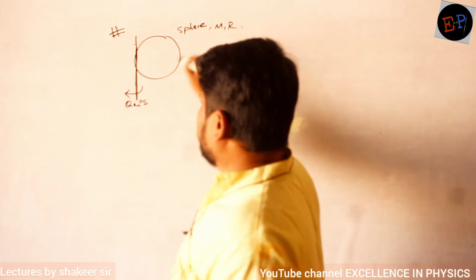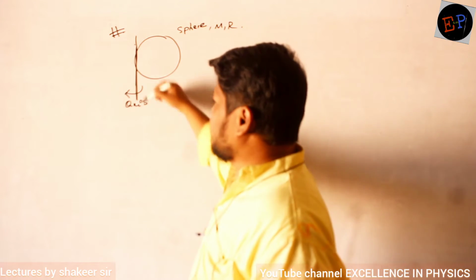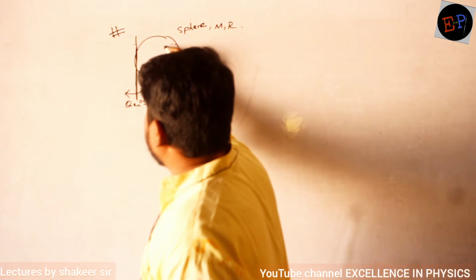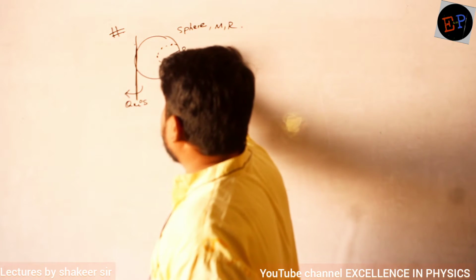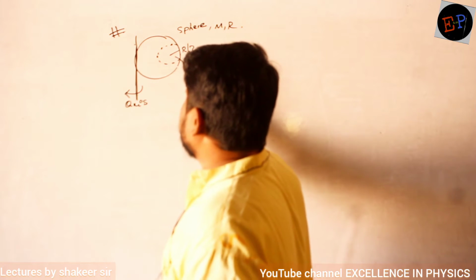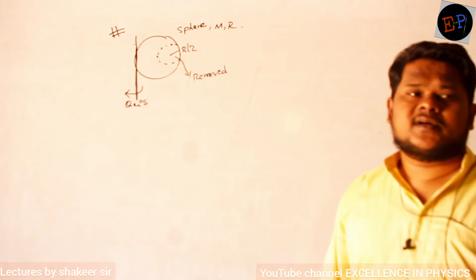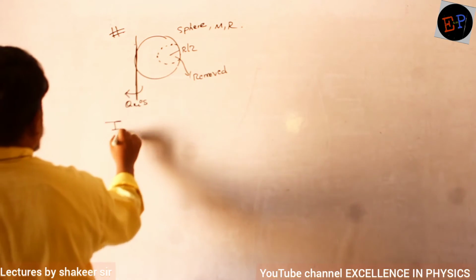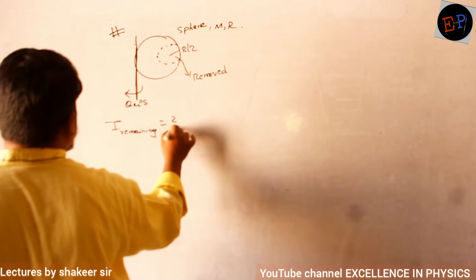Here, from this solid sphere of mass capital M and radius R, this is the axis of rotation. From the other side of the sphere, a smaller sphere is cut and removed, whose radius is R by 2. Are you able to understand? Then what is the moment of inertia of the remaining sphere? Come on. Moment of inertia of the remaining sphere is how much?